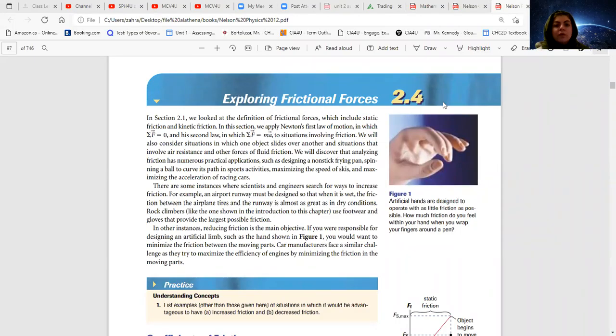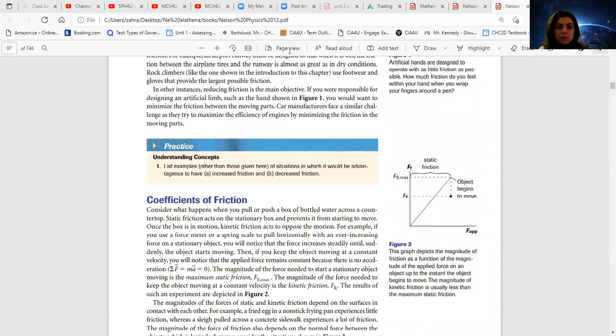Exploring 2.4, exploring frictional forces. Okay, what is a frictional force? A force between the contact of the two surfaces.